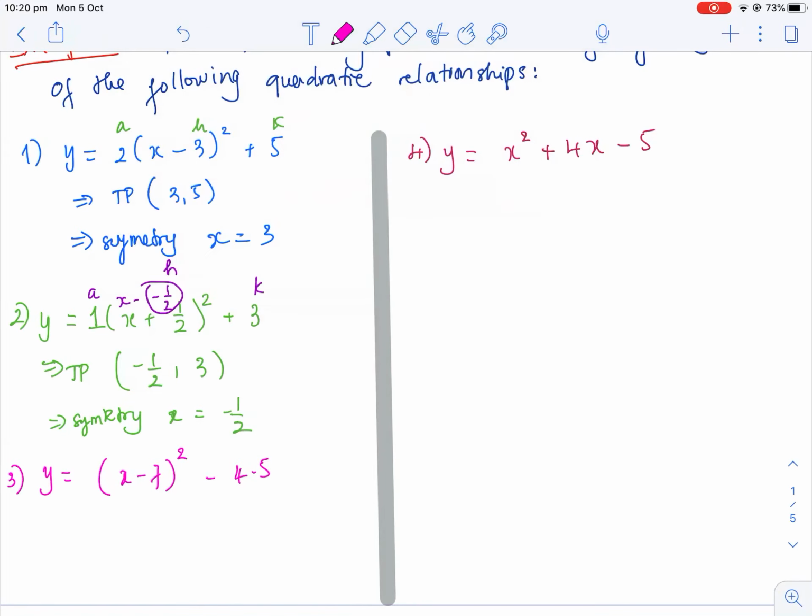Again, in this question, we can see a equals 1. H is negative already, so we leave it like that. H equals 7. And K, because this one has to be plus, we change it to plus negative 4.5. So K equals negative 4.5. The turning point is 7, negative 4.5.